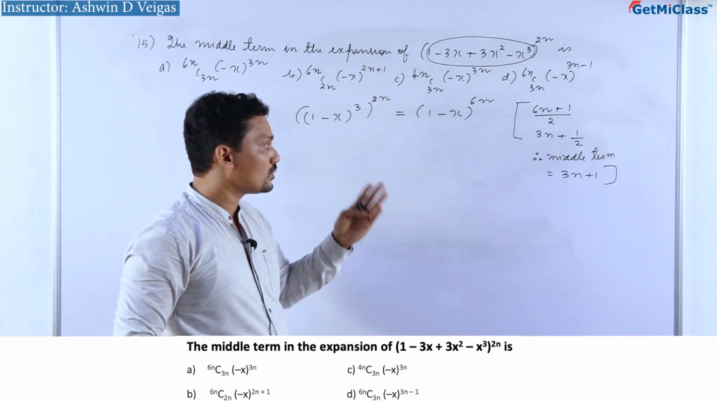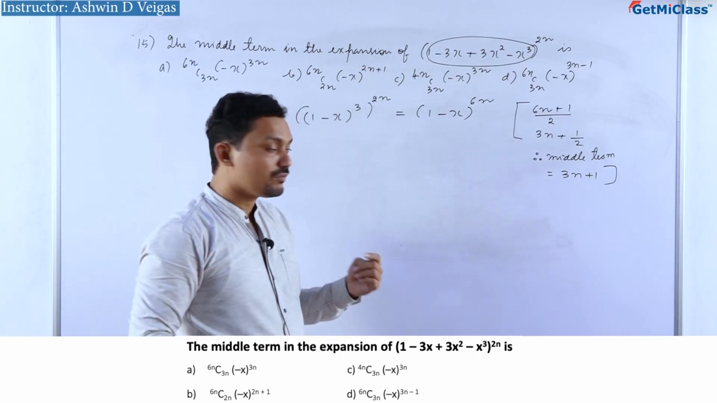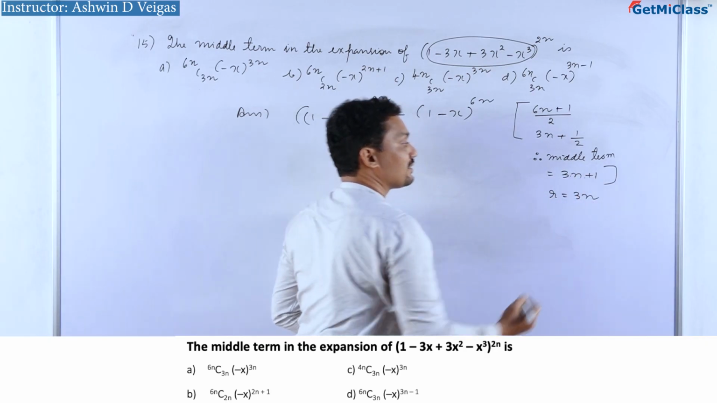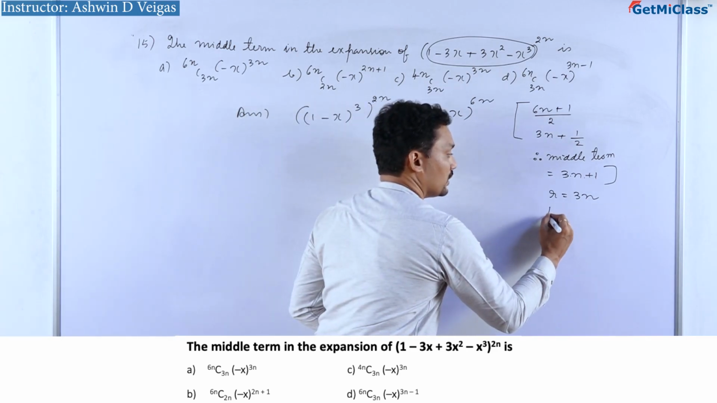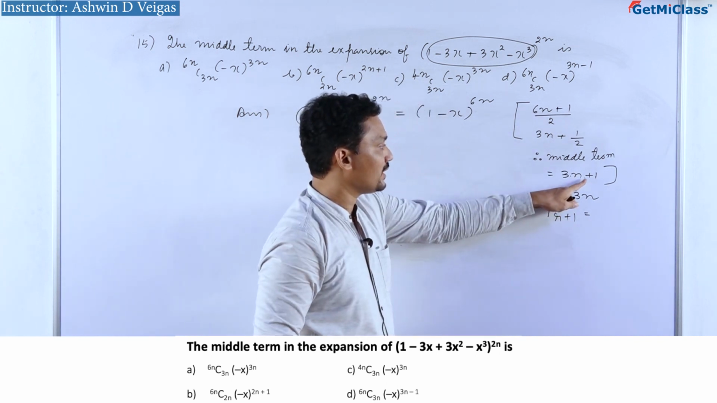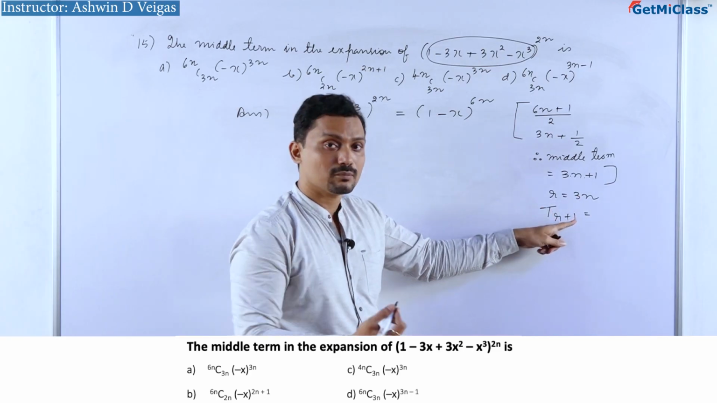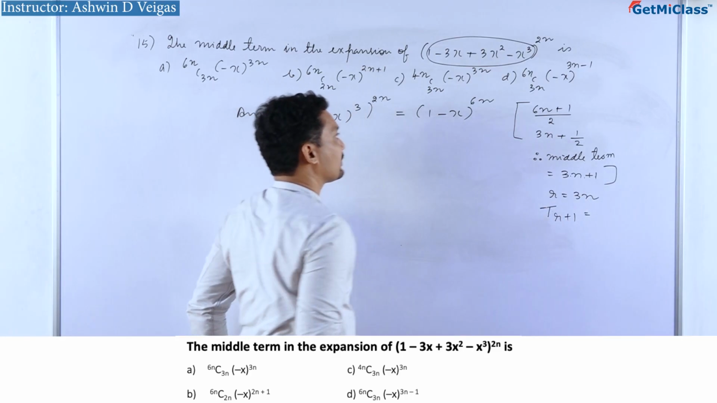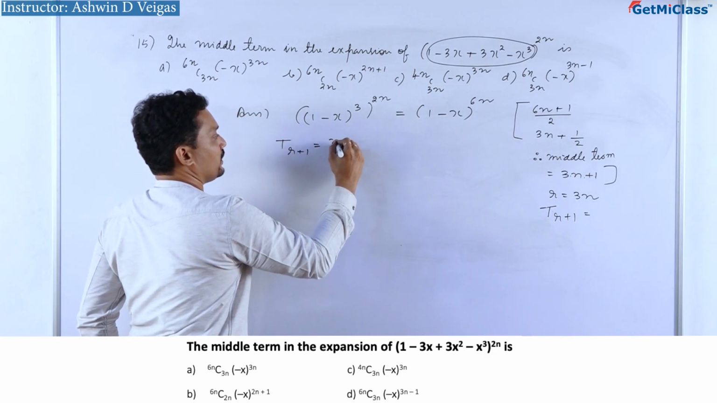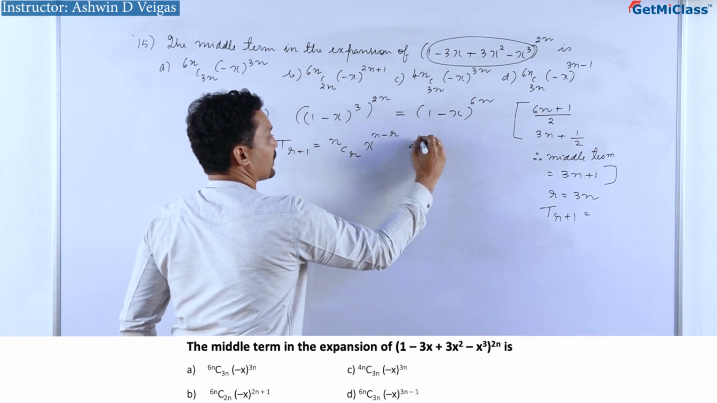So, this question is as good as asking for the (3n + 1)th term, and we know for the (3n + 1)th term the value of r will be 3n, because the formula for the term is T(r+1). If you want the (3n + 1)th term, r should be equal to 3n, so that the term becomes 3n + 1. Therefore, the value of r is 3n. Now we can substitute this in the general formula: T(r+1) = nCr x^(n-r) a^r.